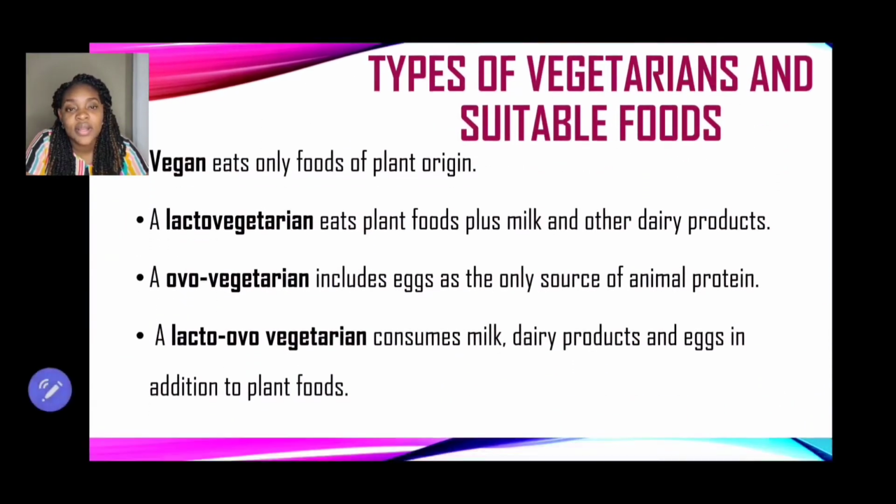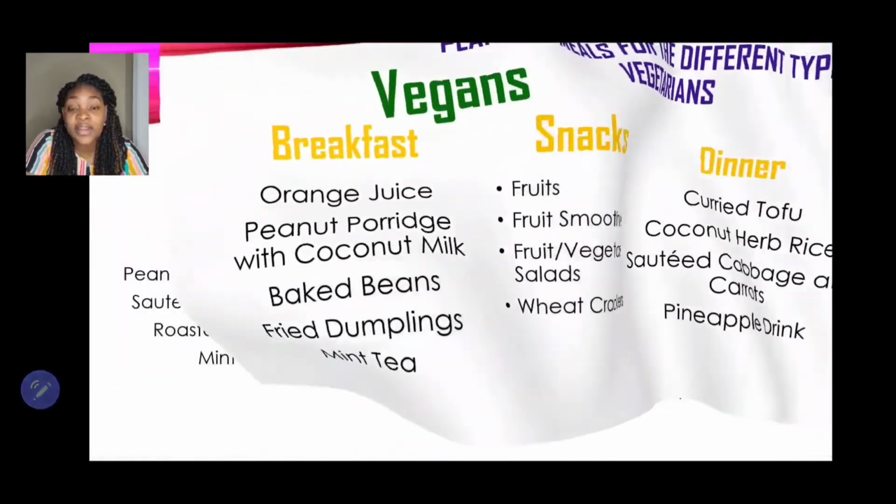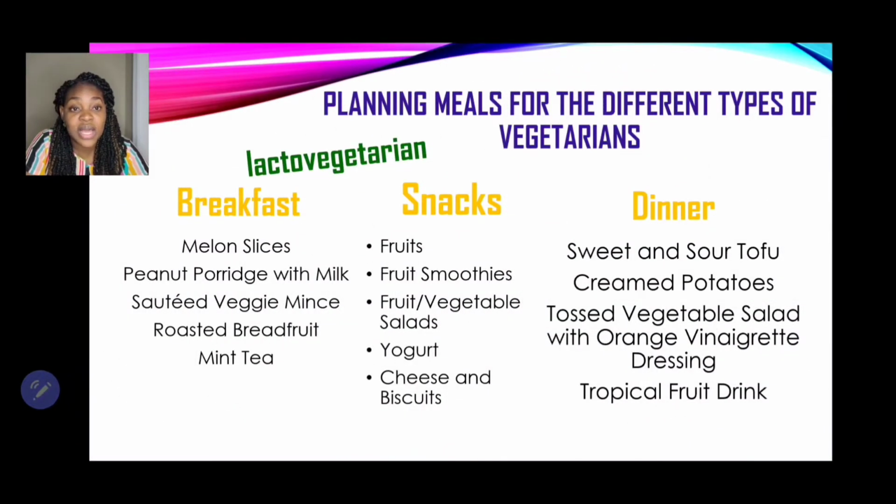All right. Now let us go a little further and look at the meal samples for lacto vegetarians. So who is a lacto vegetarian? Can you remind me who? If you said a lacto vegetarian is one who consumes dairy products with plant-based foods, you're indeed correct, right? Now let us look at these menu options. So note that we can add milk and milk products. Let us note the difference.